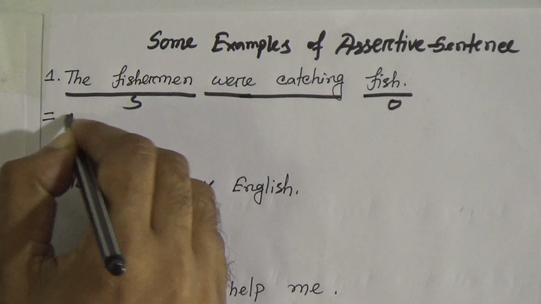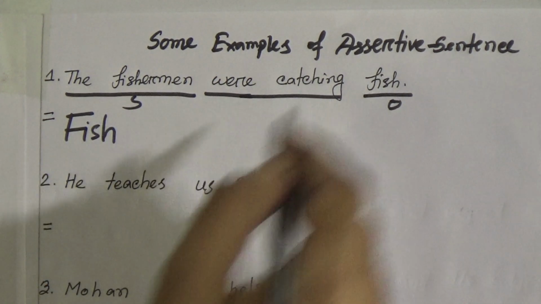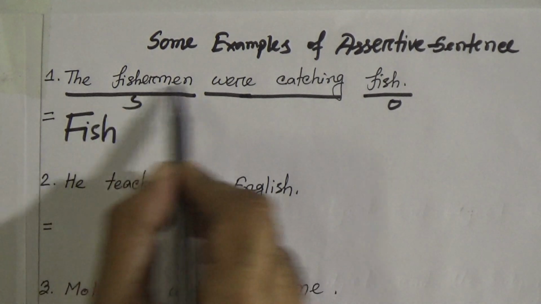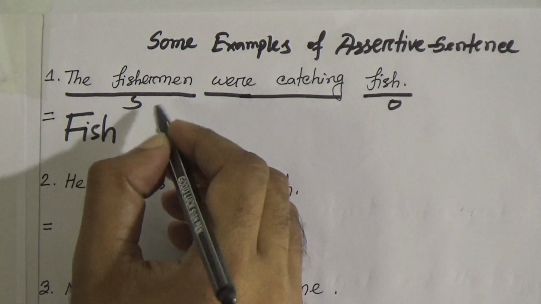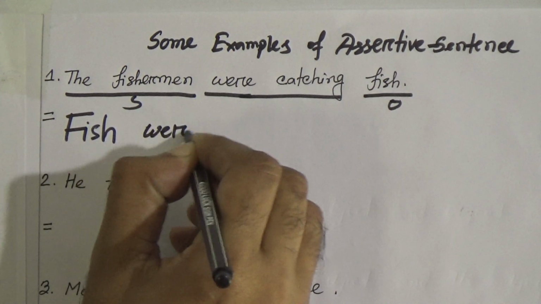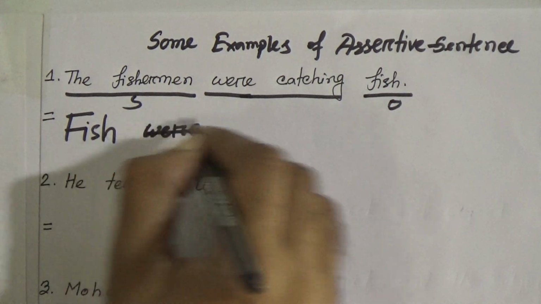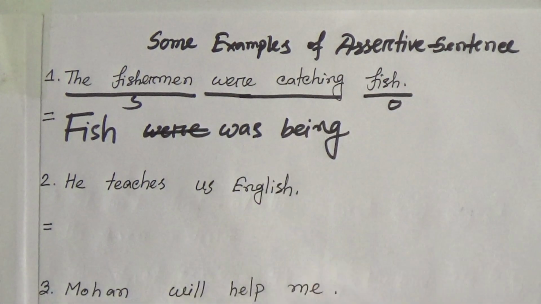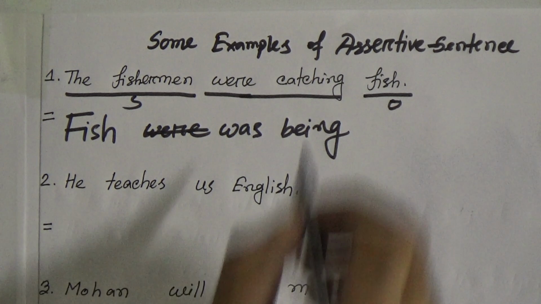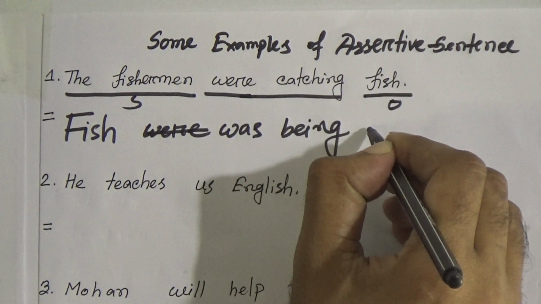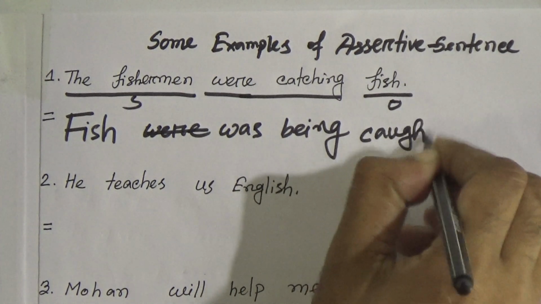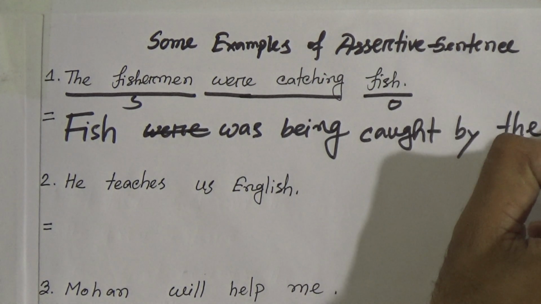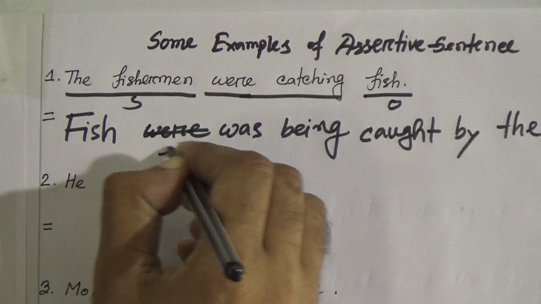So fish, and now we will write down the auxiliary verbs as we have learned. This sentence is written in past continuous, so we will use were being. Sorry, fish is singular, so fish was being. Now we will write down the past participle form of the main verb. So catching will be converted into caught. Caught. Now by the fishermen.